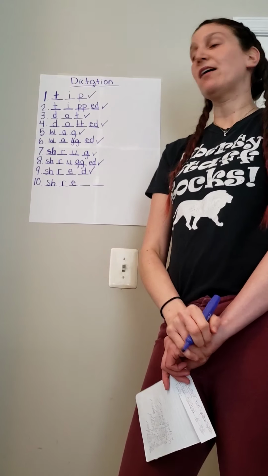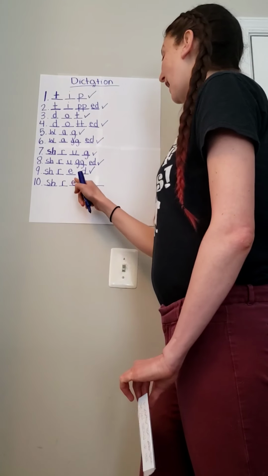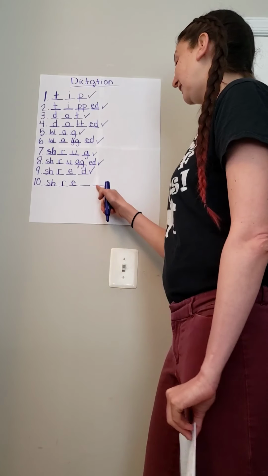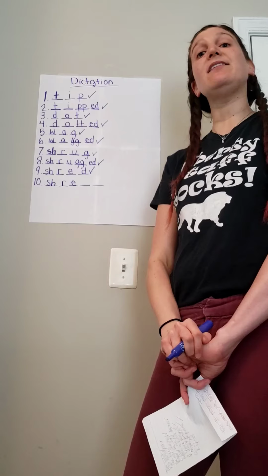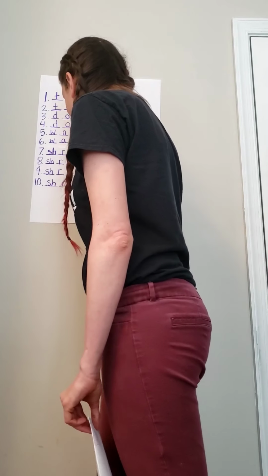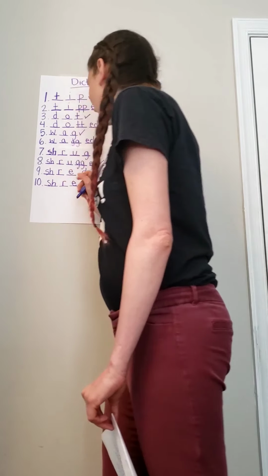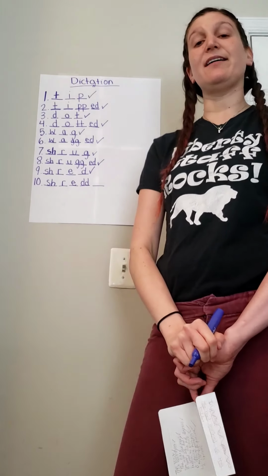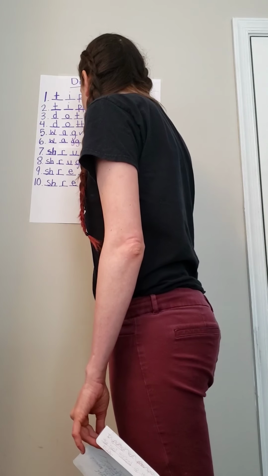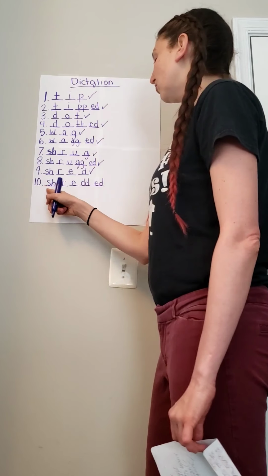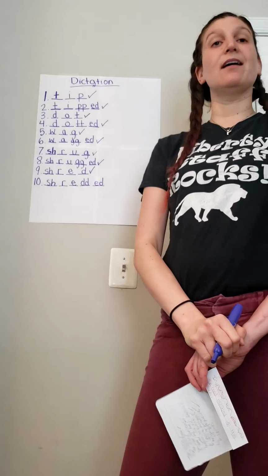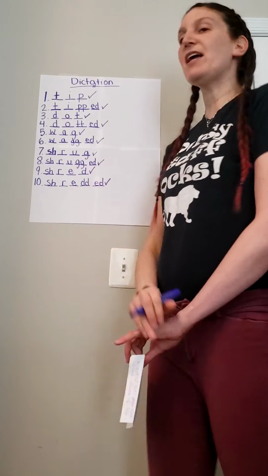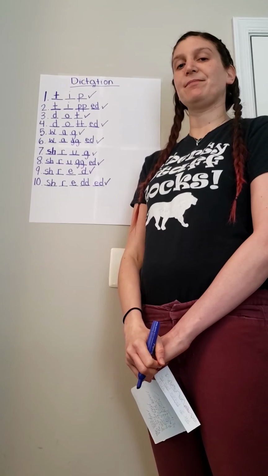Double consonant check. Do I have a short vowel? Yes, I do. Do I have an ending? Yes, I do. So I need to double my consonant. D. I know that at the ending, when it is past tense and I hear id, those are my letters, E, D. Shredded. Check your work. If you have what I have, give yourself a check. If not, use this time to fix it.